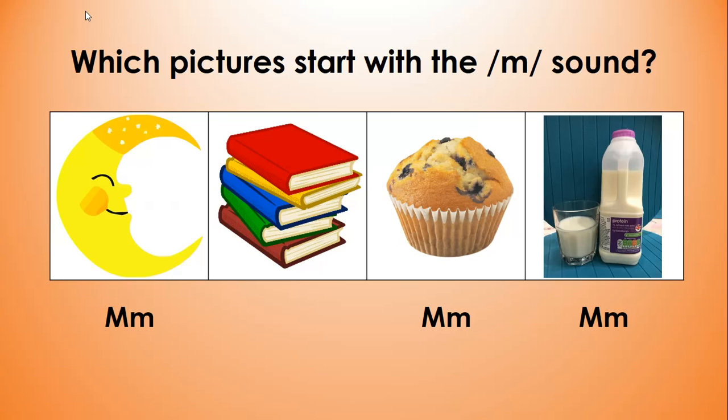Let's go back to books. What sound do you hear at the beginning of the word books? B. Books starts with the letter B, or the sound B. Good job.